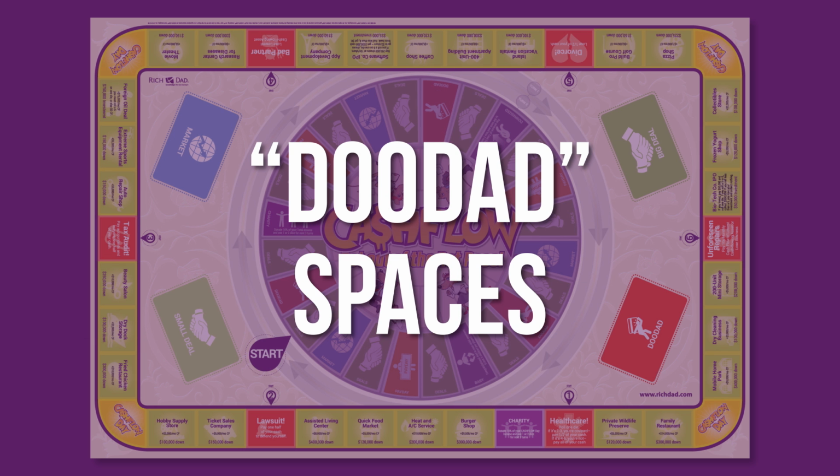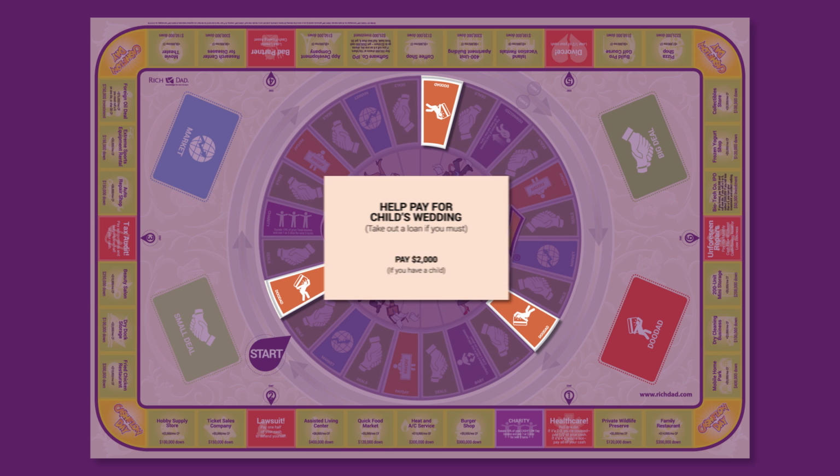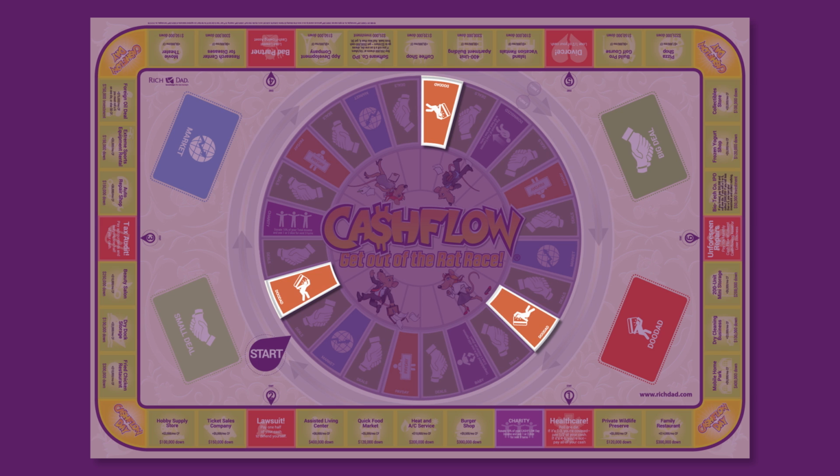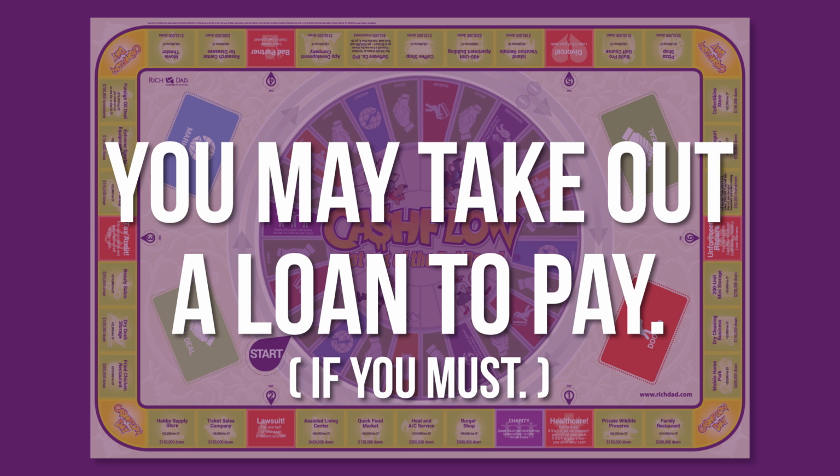Doodad spaces. Doodads are unexpected, unnecessary, or unavoidable expenses we all waste our money on. When you land on a doodad space, draw a doodad card and follow the directions. Doodads are not optional. You may take out a loan to pay for doodads.